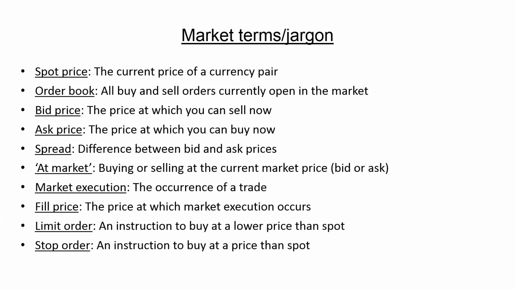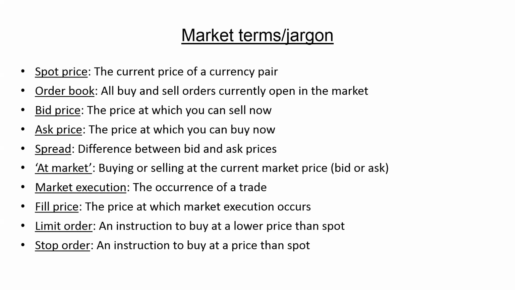The bid price is the price at which you can sell right now. The spot price will be between the bid price and the ask price. The ask price is the price at which you can buy right now. So when you look at the current market price on your platform, you'll see two numbers, the bid price and the ask price. The bid is the price at which you can sell right now, and the ask is the price at which you can buy right now. The spread is simply the difference between the bid and the ask prices.